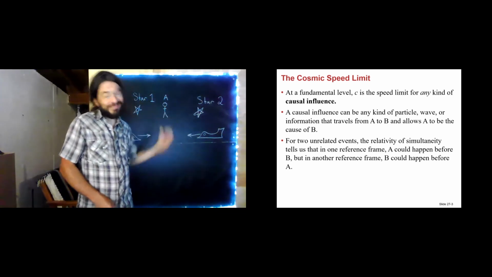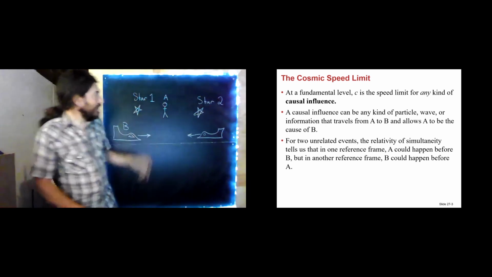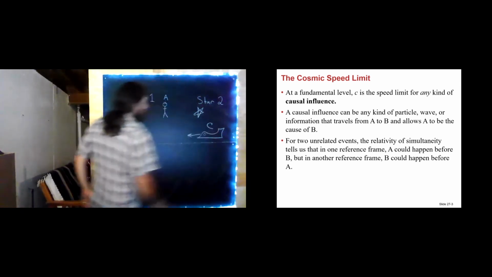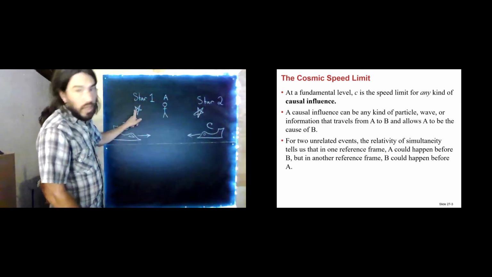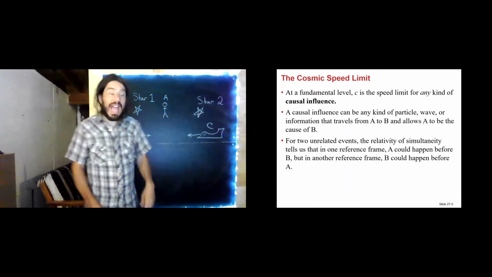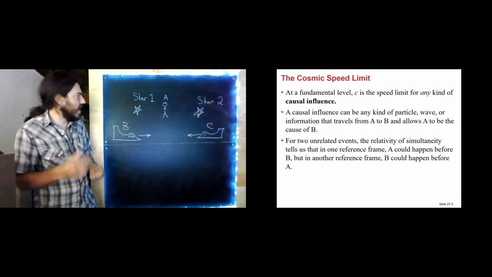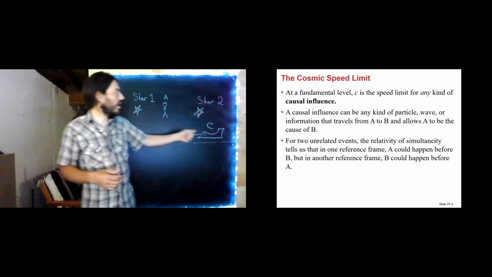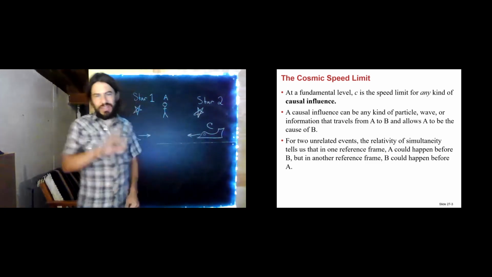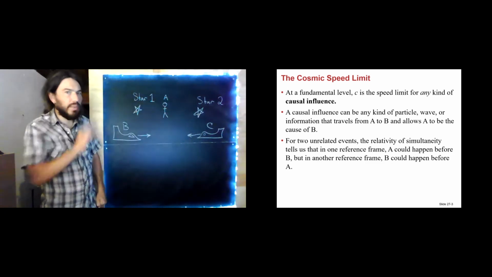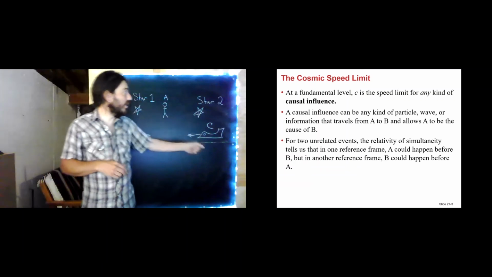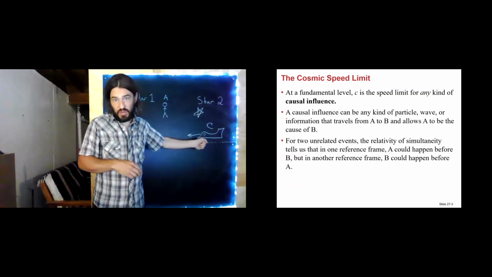Guess what? This guy, going that way, he disagrees with both of them. Observer C says, you're both wrong. Actually, star 1 exploded before star 2. And again, it's not just a perception. I'm not saying that the light from star 1 got to him before the light from star 2. No, it literally exploded before star 2, according to Observer C.